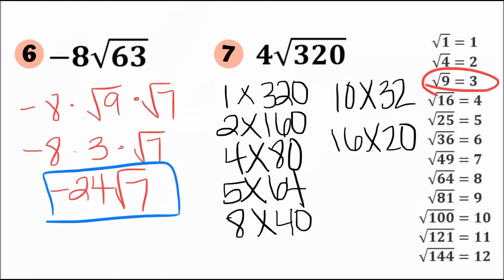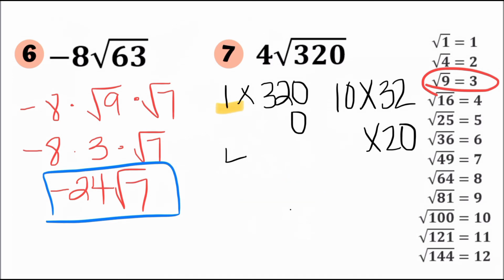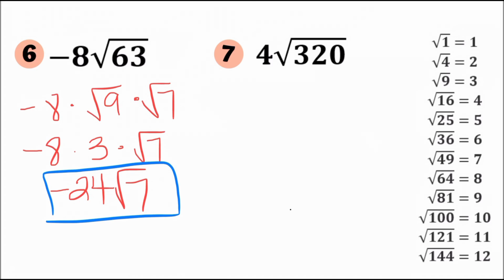I see 64 is a perfect square, 1 is a perfect square. Which one's the largest? 64. So I'm going to use 5 and 64. I can rewrite the square root of 320 as the square root of 64 times the square root of 5. Again, I'm bringing down my coefficient 4 out in front because I'm going to multiply that.